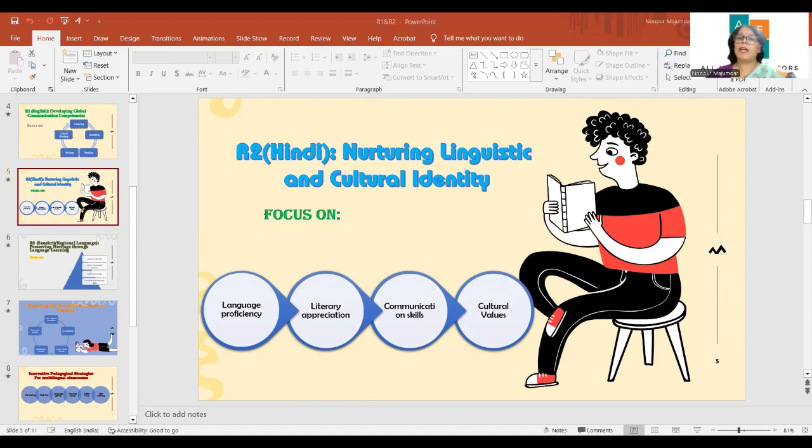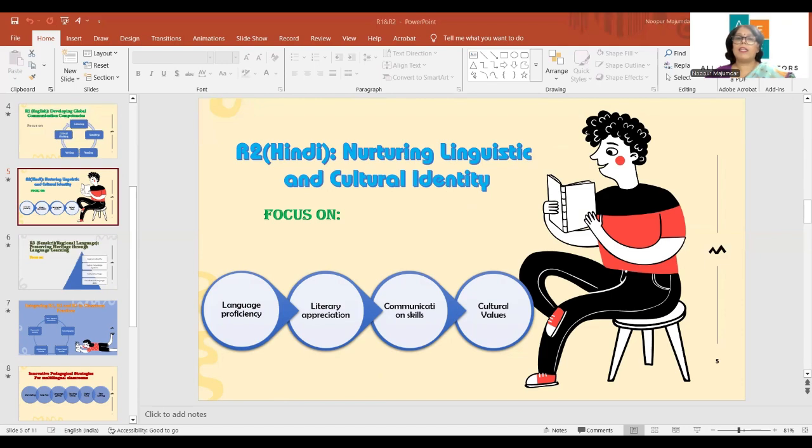Hindi is not simply another academic subject. It helps learners to remain connected with their roots, right? And developing strong communication abilities, right? बच्चे को हिंदी में भी बात करना, व्यक्त करना आना चाहिए, right? लिखना भी आना चाहिए. The first focus area is language proficiency. Students develop fluency in listening, speaking, reading and writing so that they can communicate confidently in everyday situations.